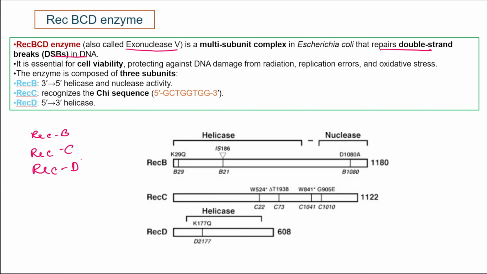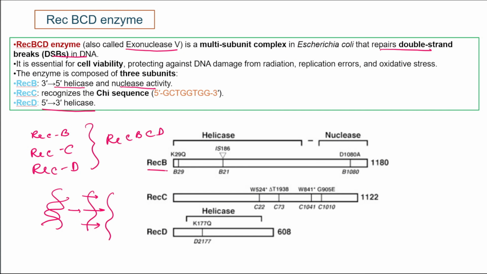RecB has 3' to 5' helicase activity and nuclease activity. Helicase activity means that it unwinds the double helix DNA. So this is the double helix DNA that is unwound by RecB, and its nuclease activity cuts the nucleotides. RecC recognizes the chi site, a special DNA sequence that regulates recombination, and RecD has 5' to 3' helicase activity. Together these three proteins form RecBCD.